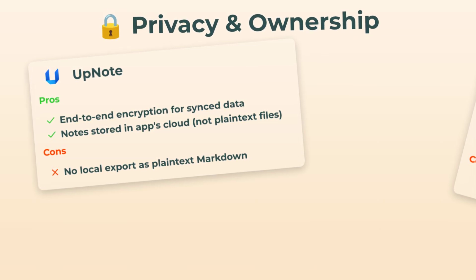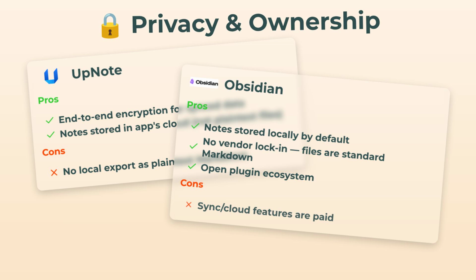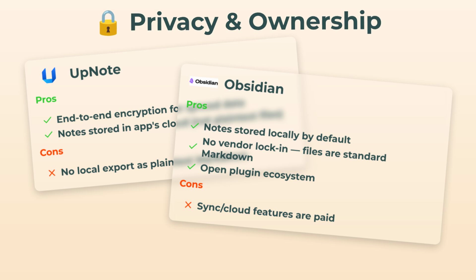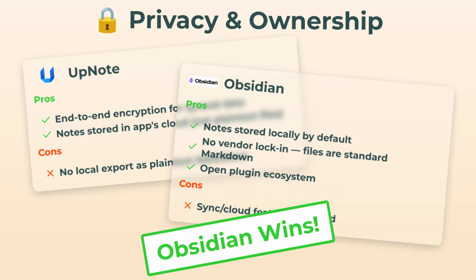With Obsidian, your notes are local by default. You can take them anywhere, open them with anything. It's totally open, standard Markdown and open plugin ecosystem, so you're never stuck. Syncing does cost extra if you want cloud stuff, but overall, Obsidian gives you more control over your own data. So yeah, Obsidian wins this round.